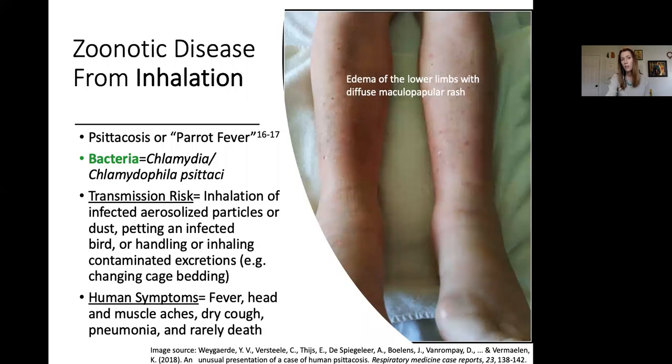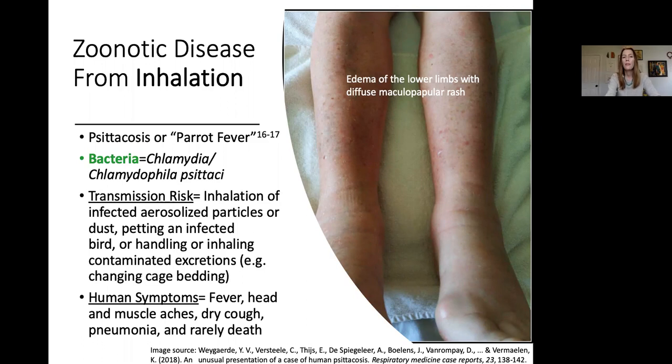Zoonotic disease can also be transmitted simply from breathing the wrong particles of aerosolized bedding or potentially excrement from an animal. This one is mostly a bird-based zoonosis. It's psittacosis. It's also called parrot fever. So there you get the bird association. This is something that can happen when an infected bird excretes the infectious organisms, so the infectious particles can get on the bedding, the cage materials, potentially food or toys that are in the cage.